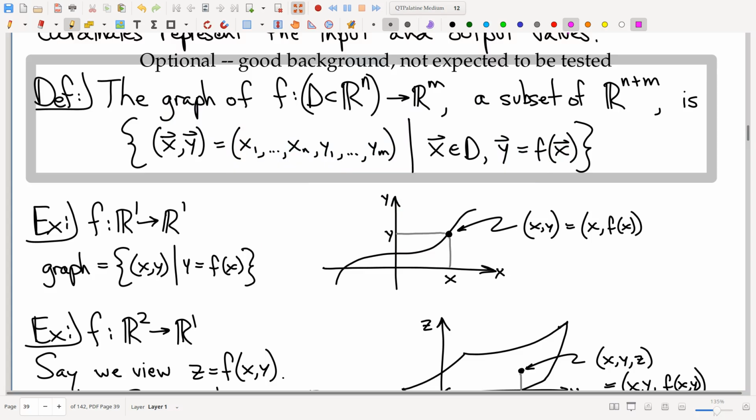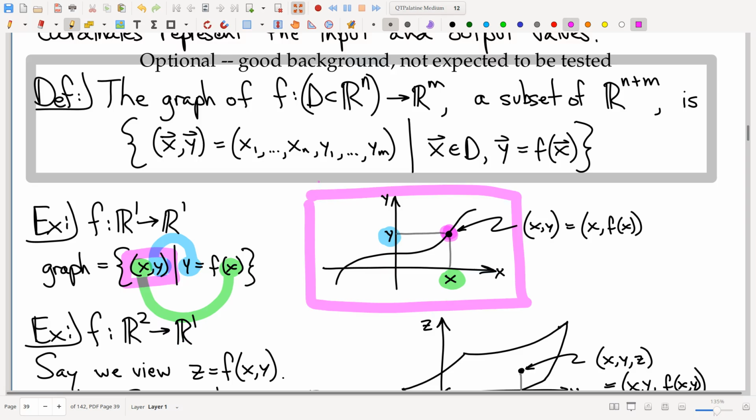Here's what a graph of a single variable function is. Here's our single variable function, right? And notice, all we're doing is we're taking the input value x, the output value y, and smushing them together to make points. That's points in 2 dimensions.